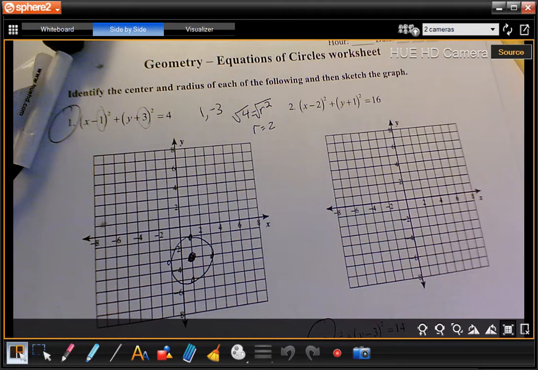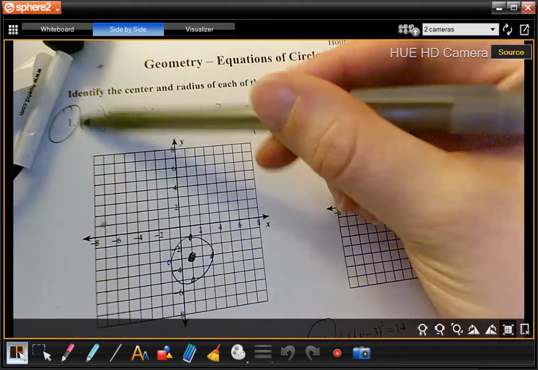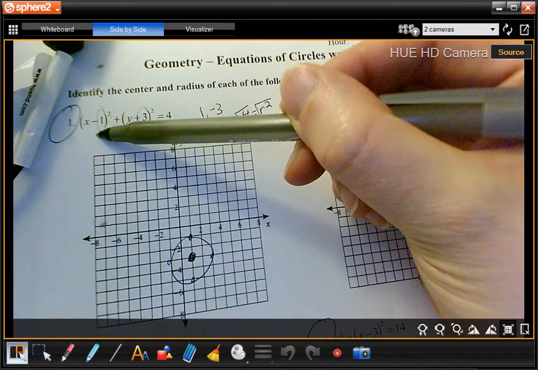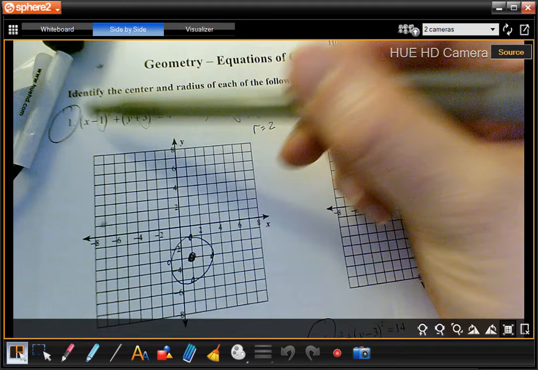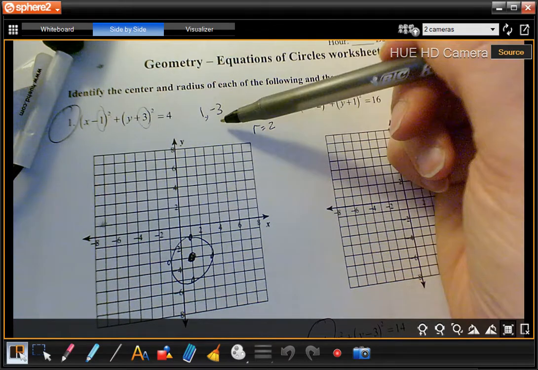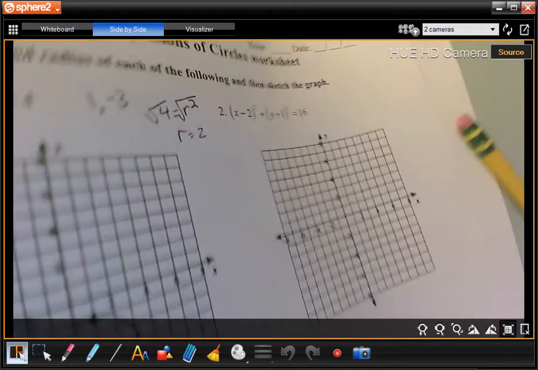Okay? So I know I did that real fast. So let's just talk about that one more time. X minus 1 squared is right here. It's the opposite of that. So if this is negative, I want to do positive. If this is positive, I want to do negative. Okay, let's move on to number 4.